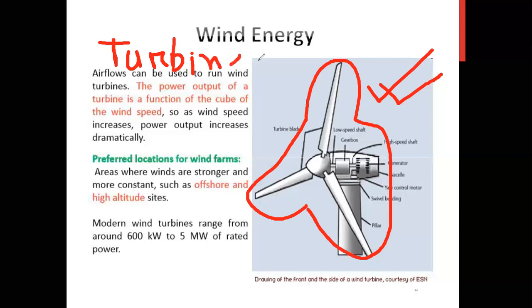What is a turbine? A turbine is a rotational device, my student. We will discuss it in the upcoming classes. We have a separate class on turbines and different types of turbines, but I am just giving an overall idea. So a turbine is a rotational device which basically rotates. Here, inside this, there is a structure which rotates.